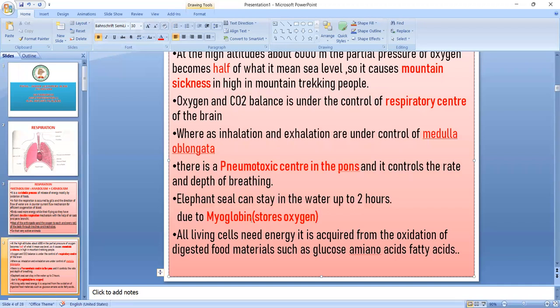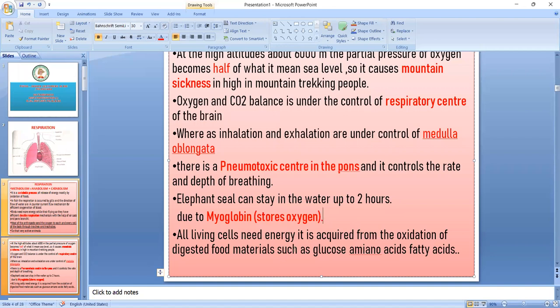So it stores the oxygen, right? So here myoglobin is almost 1/4 of hemoglobin. A hemoglobin can hold 4 oxygen molecules, whereas myoglobin can hold a single oxygen molecule. Okay, you remember, again it will come.